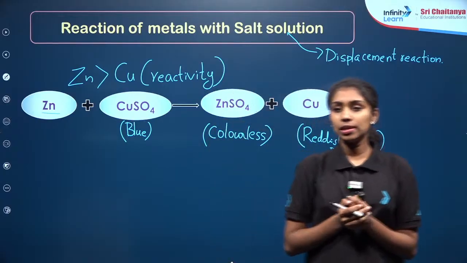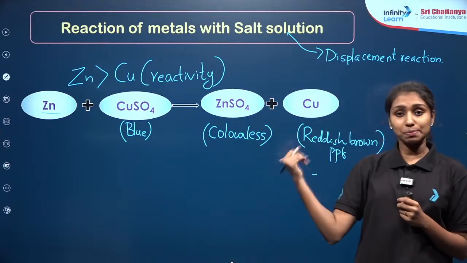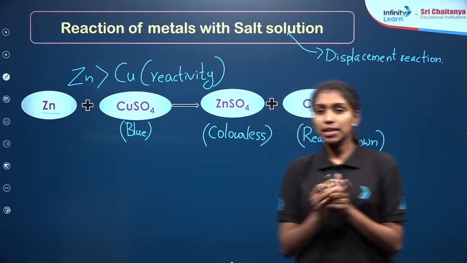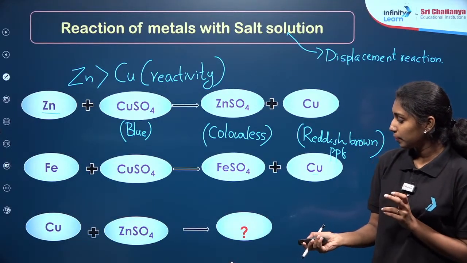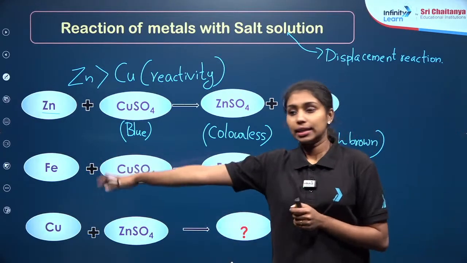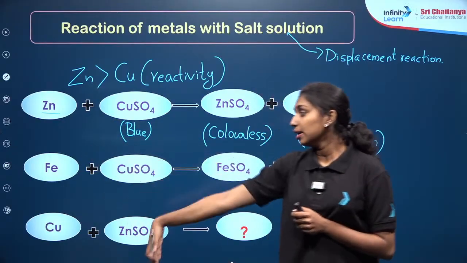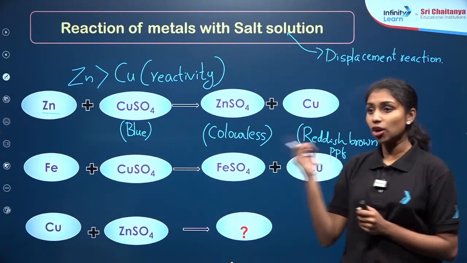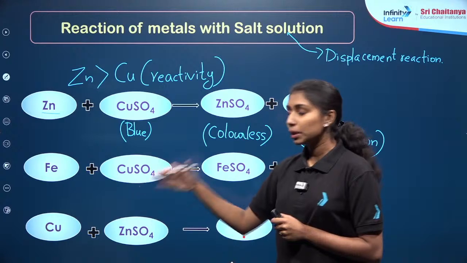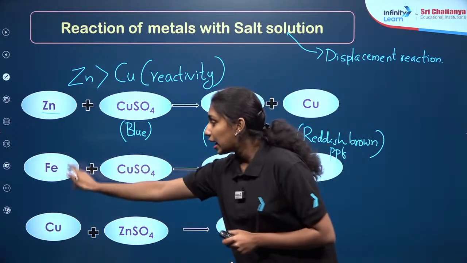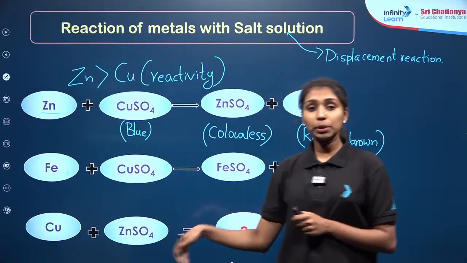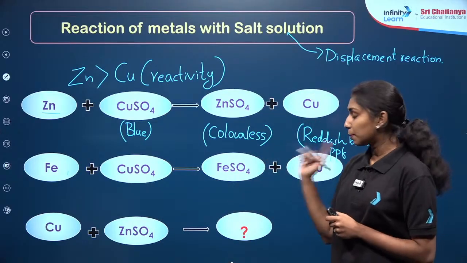Clear? So this is the experimental part for the displacement reaction. Now let us see another example here. Instead of zinc, I am taking iron in copper sulfate solution. What will be the product here? Ferrous sulfate, right? Iron is displacing copper from the copper sulfate, producing ferrous sulfate plus copper.